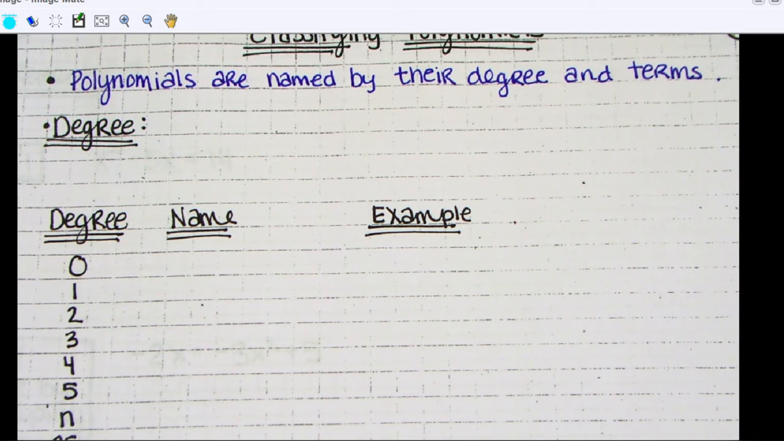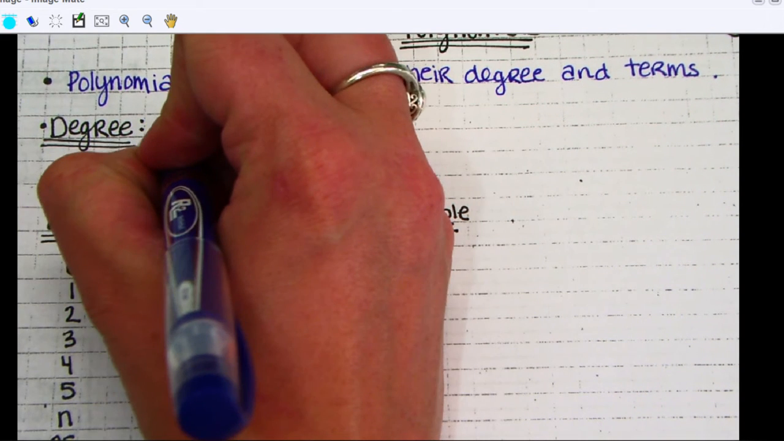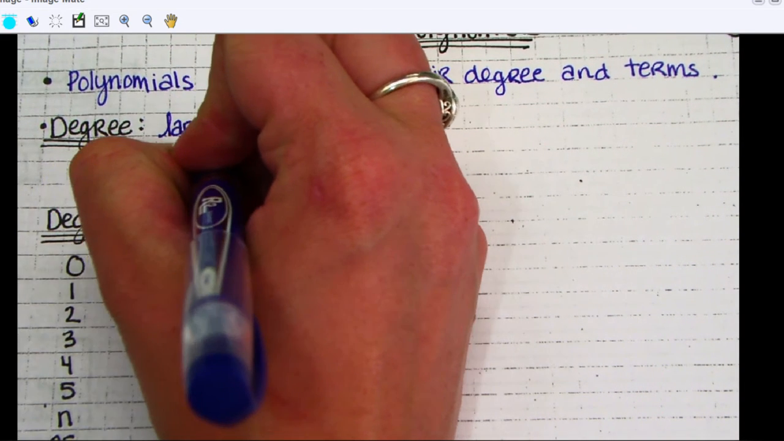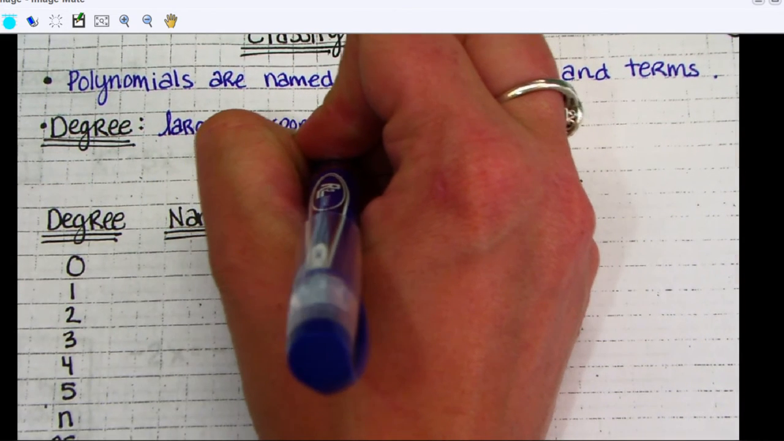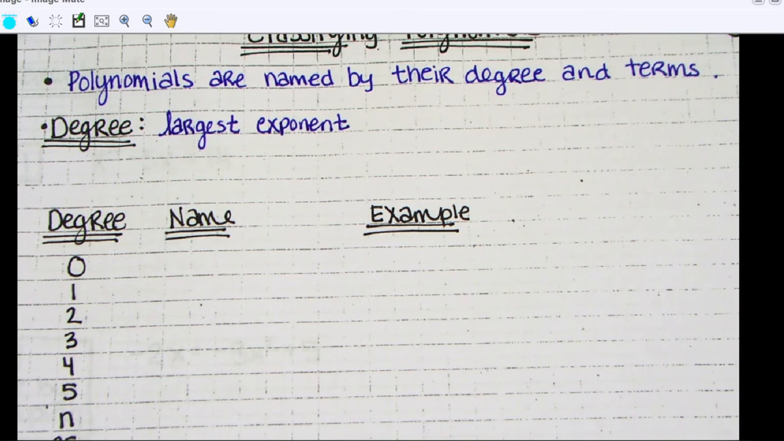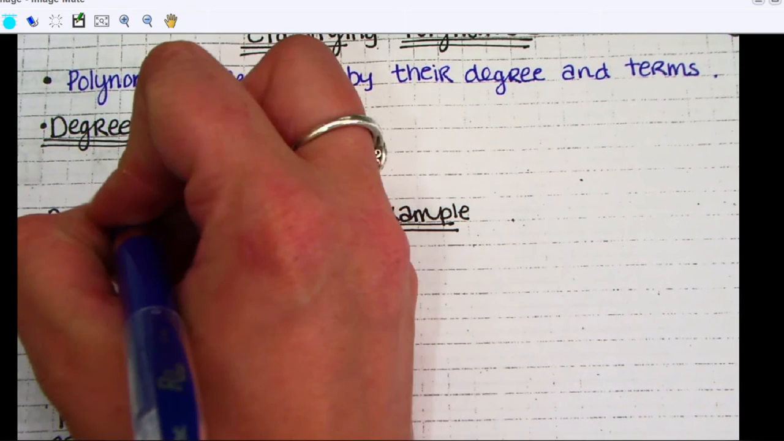What is a degree? If I want to know what a polynomial degree is, where do I look? The exponent, yes, good. The degree is the largest exponent. That's true if it is only one variable. If you look down at the bottom right-hand corner of your notes, we have x and y together. If you have more than one variable in part of the term, you add the exponents together.